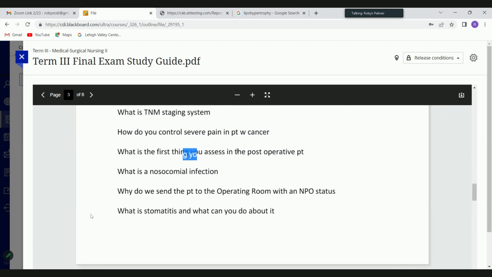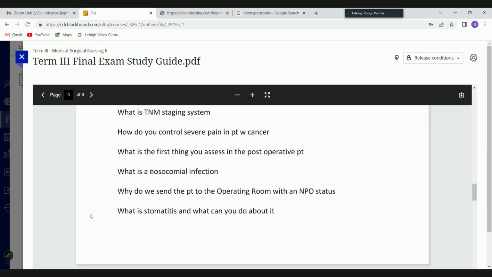The first thing you assess in any post-op patient: airway. But what if they just had a heart transplant? Wouldn't you want to assess the heart first? No. You're going to assess the airway. Airway's first. If the patient's not breathing, it doesn't matter if that was a great heart, right? Doesn't matter if the surgery was beautiful. If the patient's not breathing, the patient's going to die. Okay. So first thing in the OR, don't let any question trick you, is the airway.